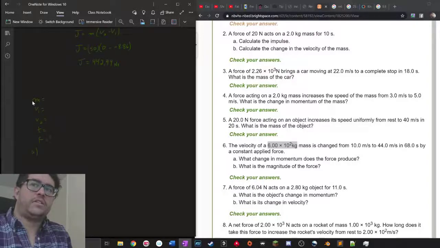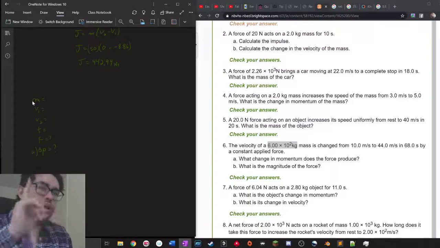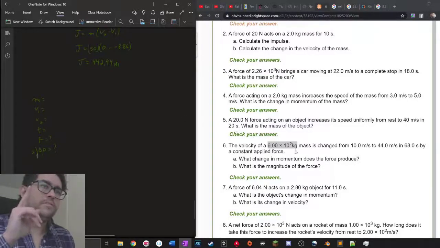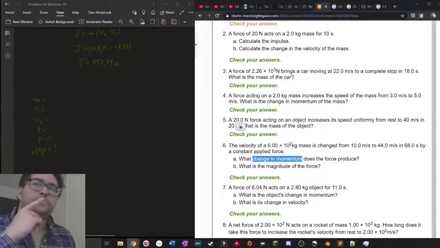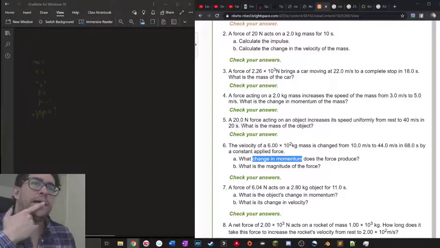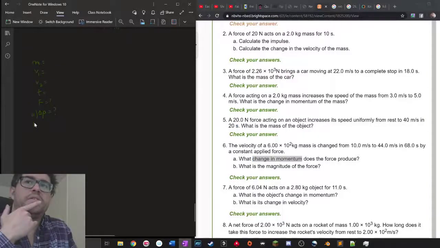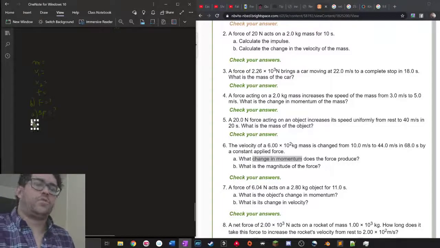So your question A is delta P equals what? Change in momentum. And then you have, what is the magnitude of the force? So this question is B. Question A is delta P. So how would you commence?